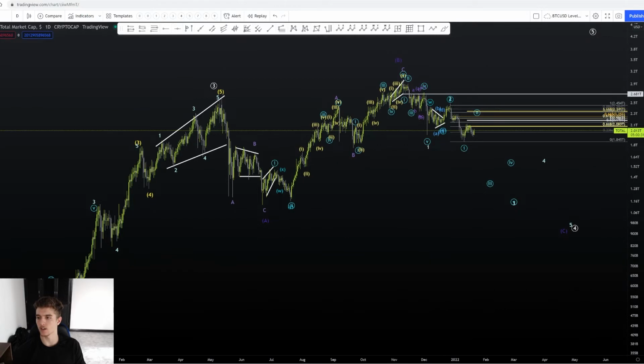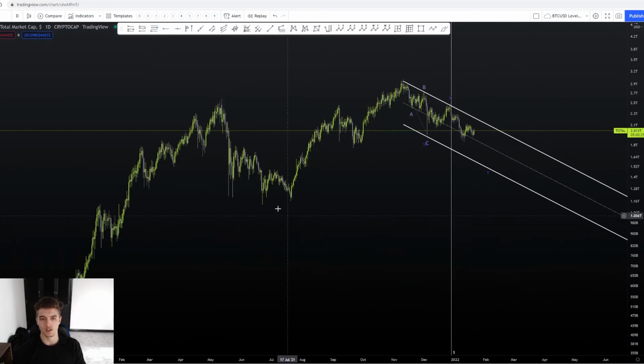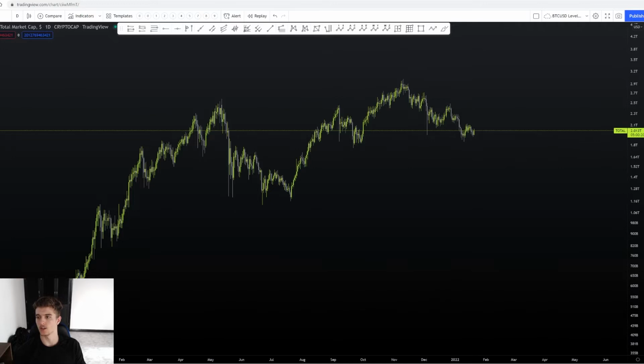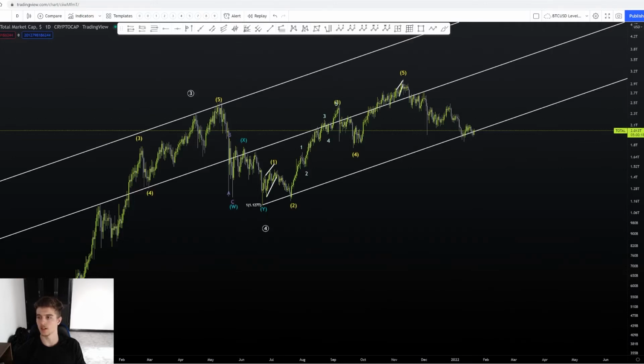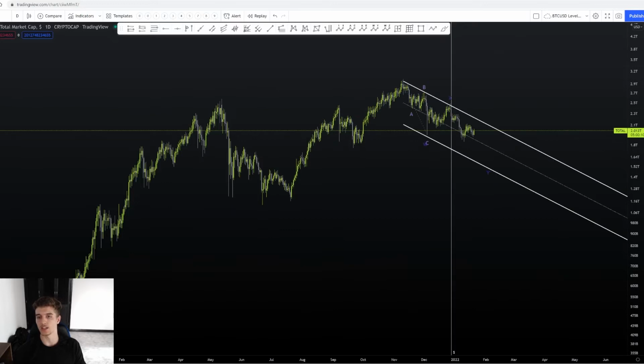Let's hide this count. And the next count I want to show you guys would be a WXY. So assuming the same subdivisions that I showed you guys earlier, let's show you guys one more time. Oops, that's another count. So this is an A, this is a B, or this could actually all be a W or an X. Then we could have a WXY count where this would all be a W wave down here, up for the X wave, and we're coming down for the Y wave.